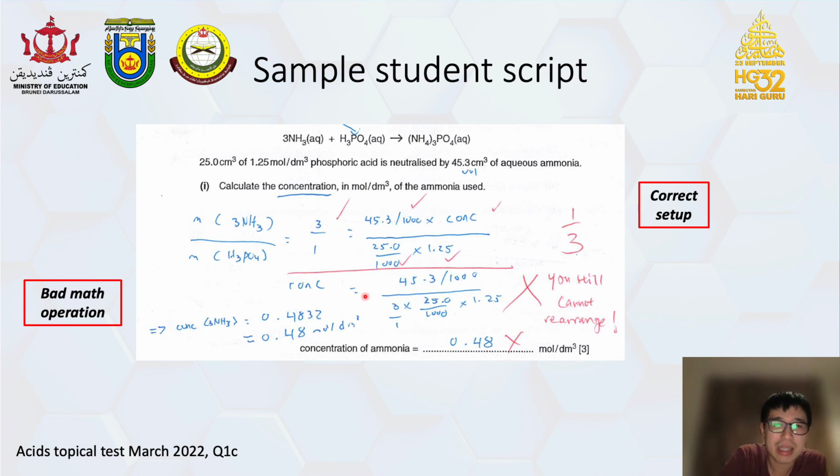This is a student who managed to set up the mole ratio. This was in March 2022, about half a year to 9 months since the topic was first introduced. So this student was able to set up the mole ratio, no problem, and then move the whole thing to the other side. This student got it the other way around.